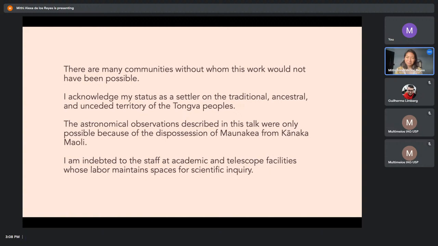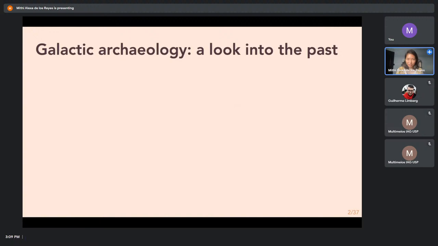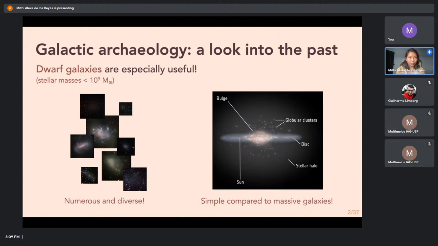All right, so moving on to science. My understanding is there have been a number of talks already this semester about galactic archaeology. We're looking into the past using galaxies. But I think most of those have probably involved the Milky Way. So I think this talk will be a little bit different because I'll be focusing on dwarf galaxies.